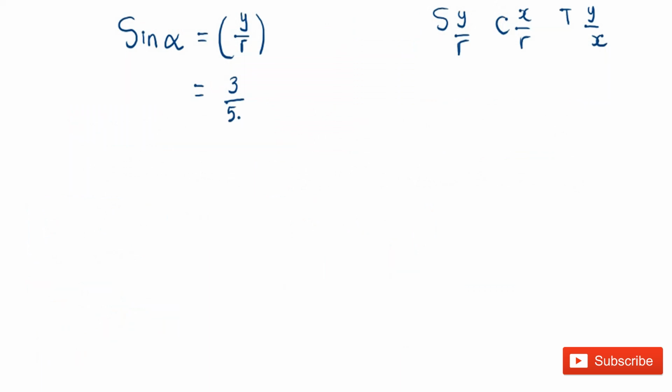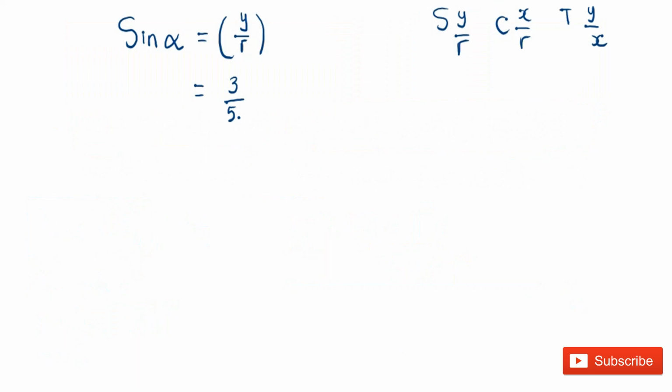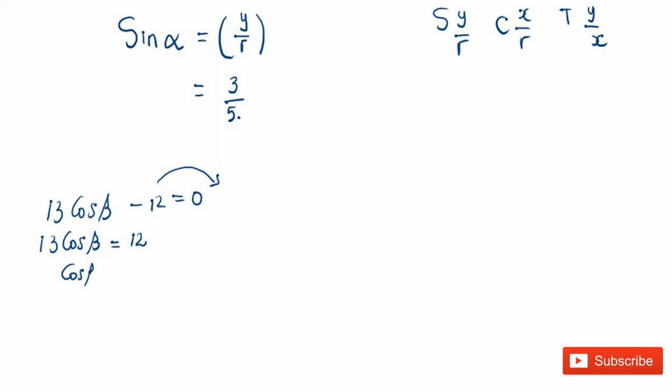Now let us deal with the beta part, right? So now we need to find what sine of beta is. That means that now we need to look at what we're given here, right? We're given 13 cos of beta minus 12 is equal to 0, right? First thing that I told you guys is that we need to isolate this cos of beta, right? So the 12 is going to go to the other side. It's going to be positive 12, right? And you're going to be left with 13 cos of beta. Therefore, cos of beta is equal to 12 over 13.